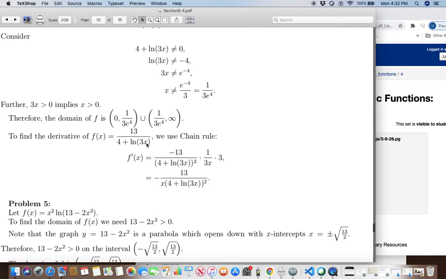To find the derivative, you use the chain rule and quotient rule, however you view it. The numerator is a constant, so its derivative is 0, and only the denominator matters. So minus 13 over the denominator squared, times the derivative of natural log 3x, which is 1 by 3x, and then the derivative of 3x, which is 3. You may want to use the quotient rule first and then the chain rule for natural log 3x. When you combine all of this, notice the 3's cancel. You have negative 13 over x times (4 plus natural log 3x) to the power 2. So you have the domain and you have the derivative.